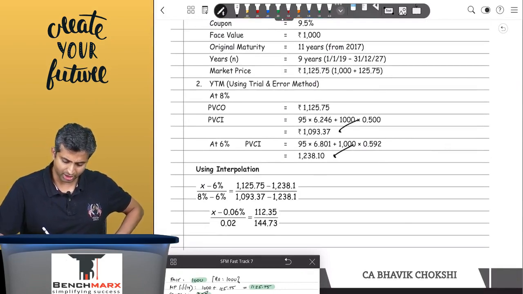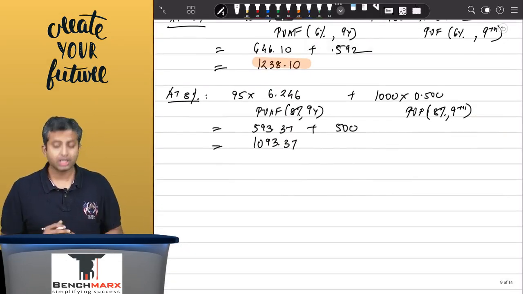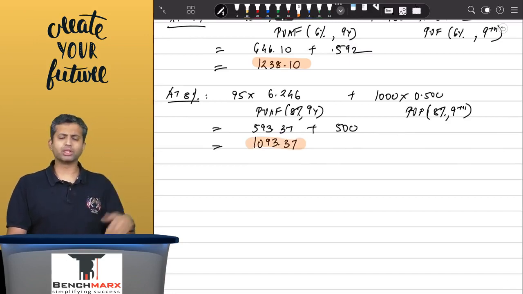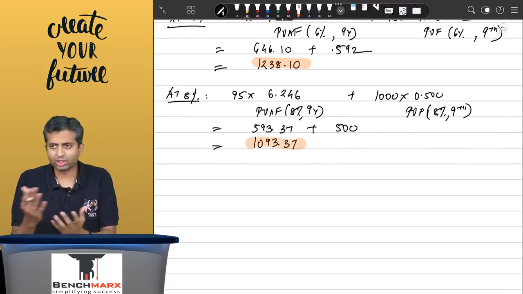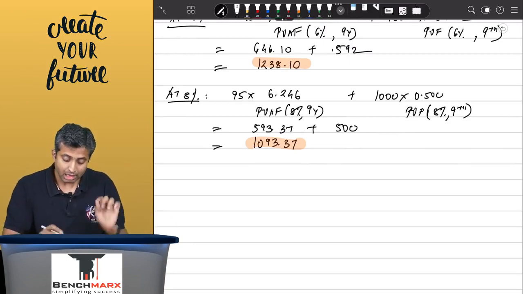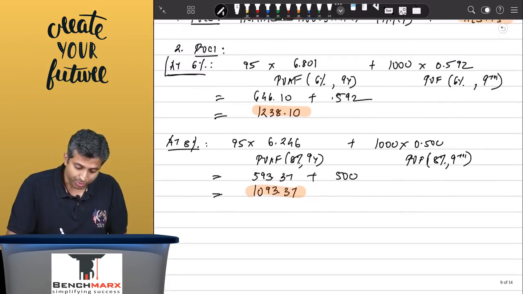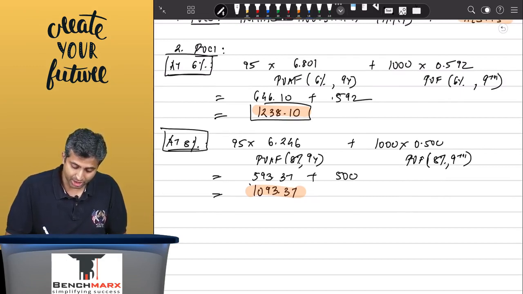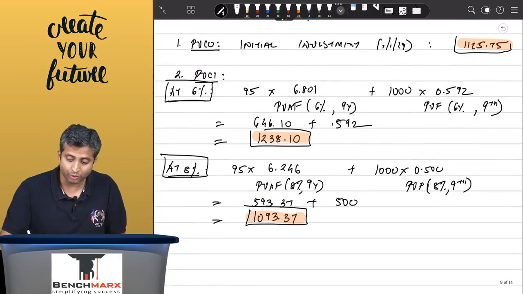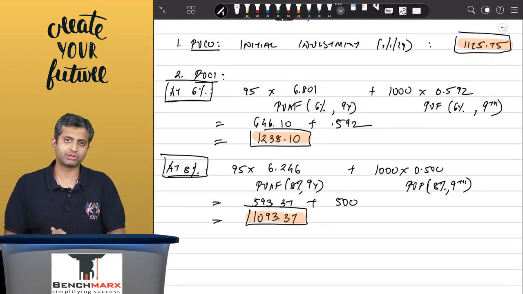So if you go to see over here, there are certain working notes, but then we have said 1238.1 and 1093.37. So these were the two numbers. Now pay attention, this is something that you've done in your inter CA. Maybe you might have done it using a different method as well. Whatever method you do, you can follow, there's no problem. So at 6% the value is 1238. At 8% the value is 1093, which means your desired value is 1125.75. So your desired value is somewhere in the middle.